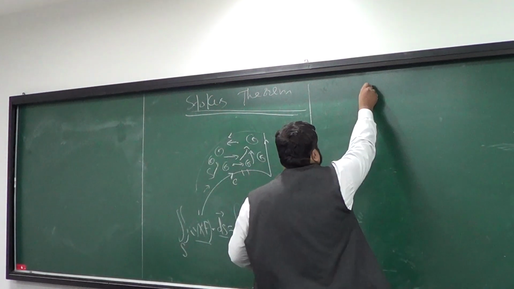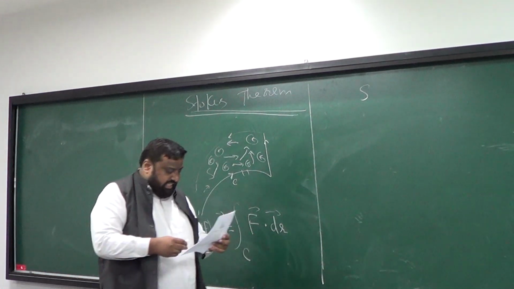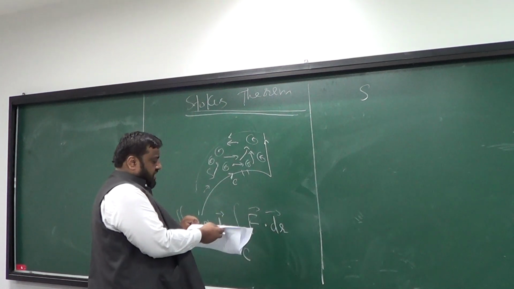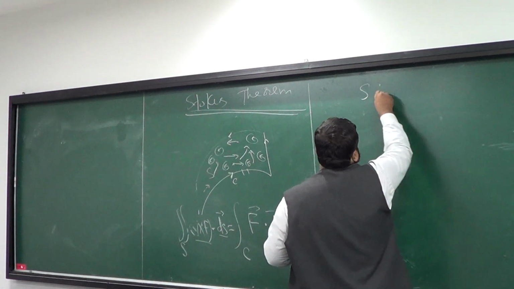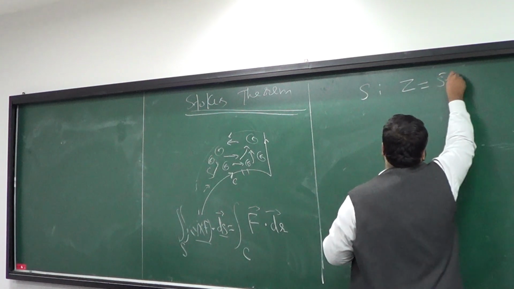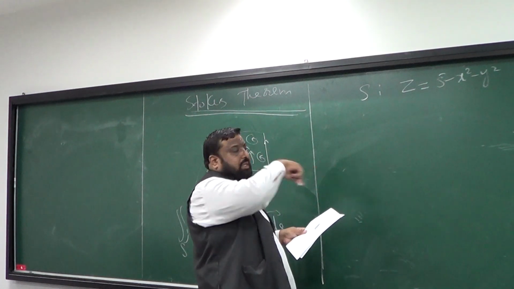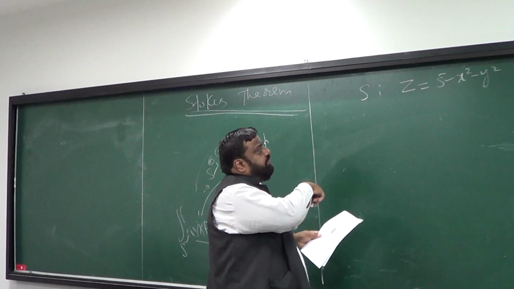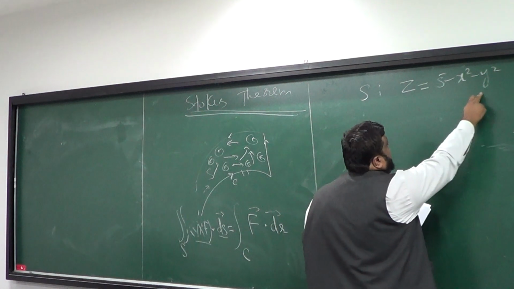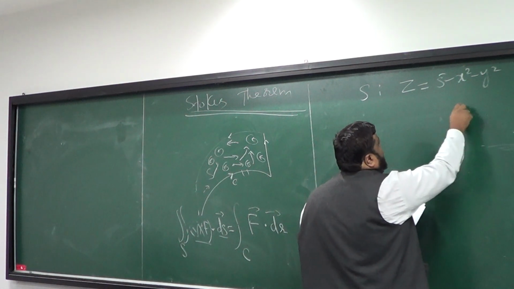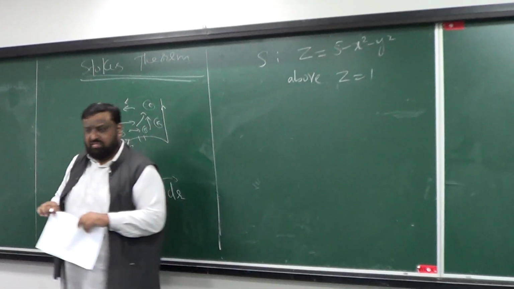So imagine I have a surface that looks like this. That is defined, for example, through a rectangular equation. So z is, say, 5 minus x squared minus y squared. So that's the surface. And I'm interested not in this entire surface, but the part of the surface that is above z equal to 1. Okay.